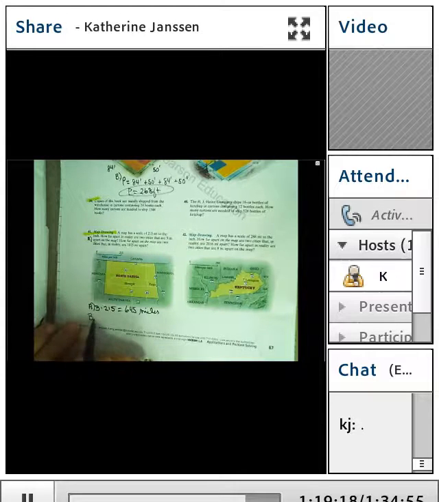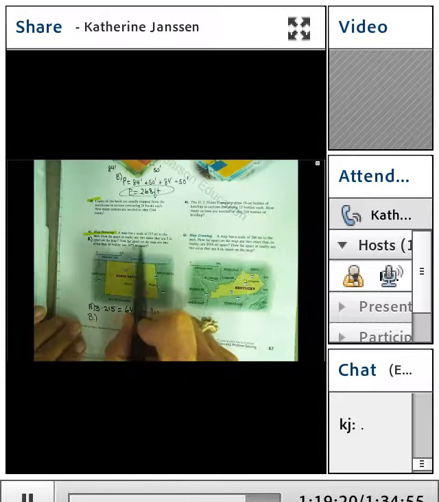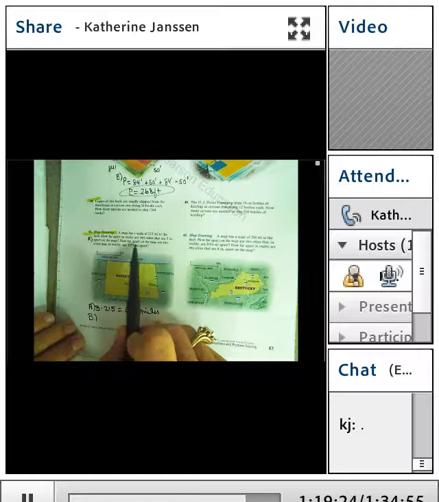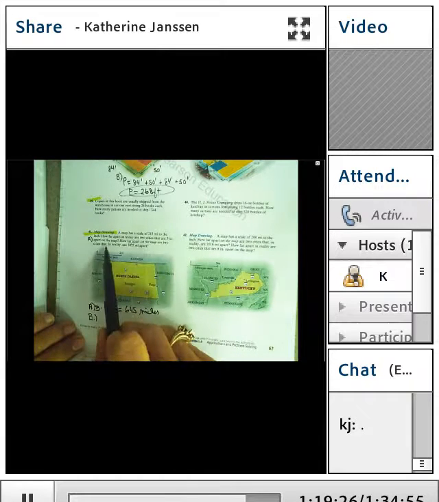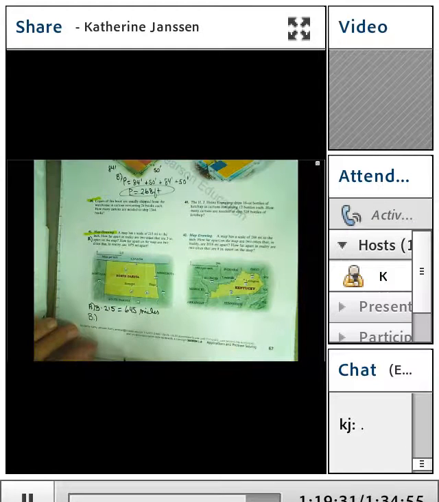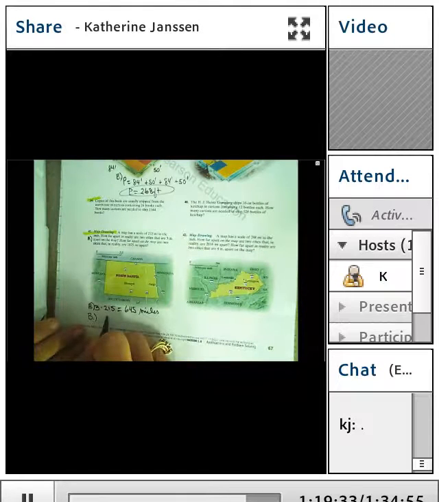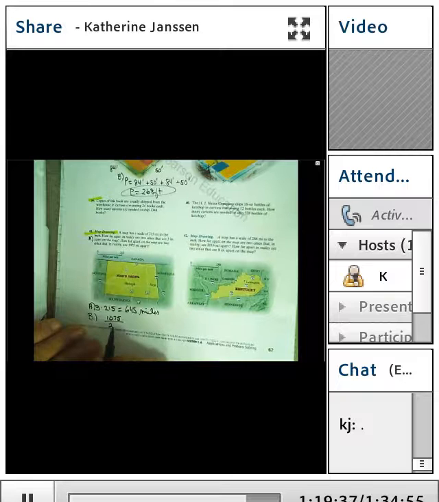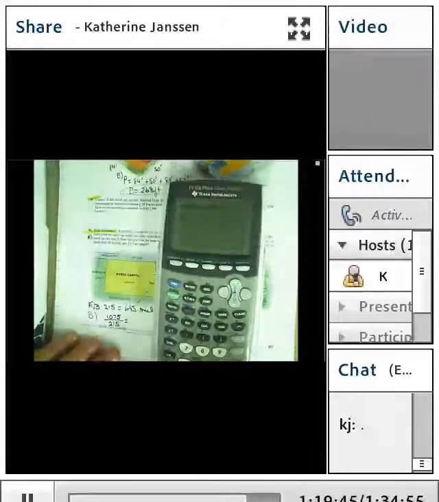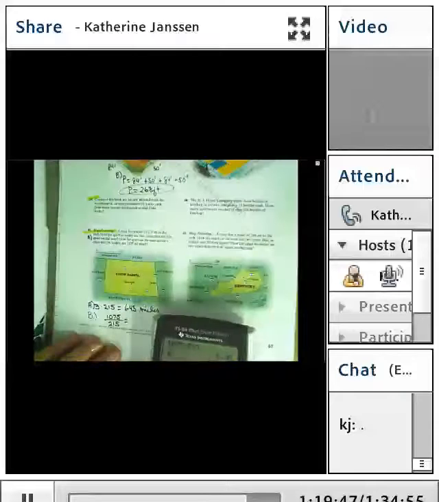And part B, always look for multiple questions in your story problem. How far apart on the map are two cities that, in reality, are 1,075 miles apart? Well, we know that every inch represents 215 miles. So if we divide 1,075 by 215, that would represent 5 inches.